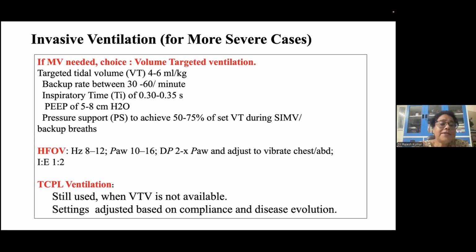If we give pressure support along with this volume-targeted ventilation, then we need to achieve 50 to 75% of the set tidal volume for the SIMV or the backup rates.